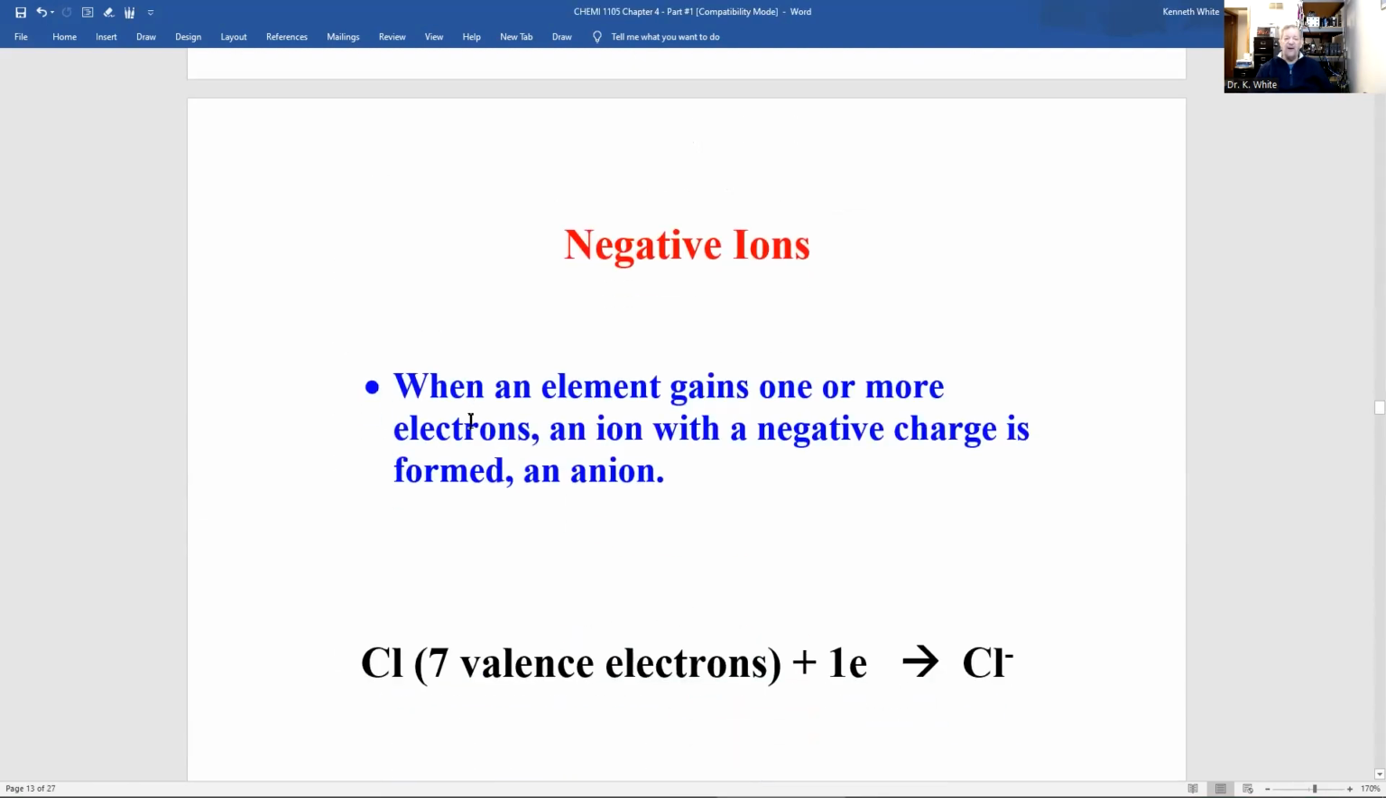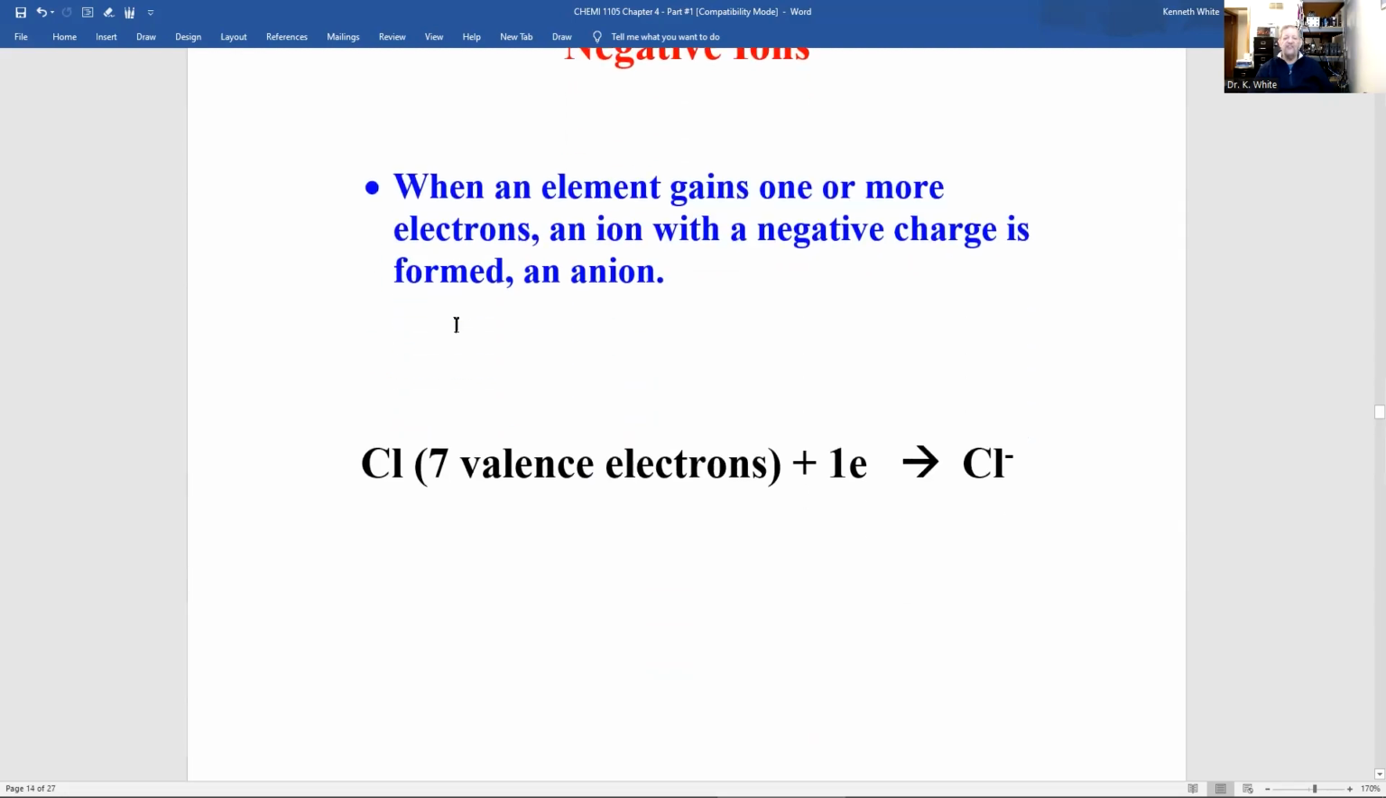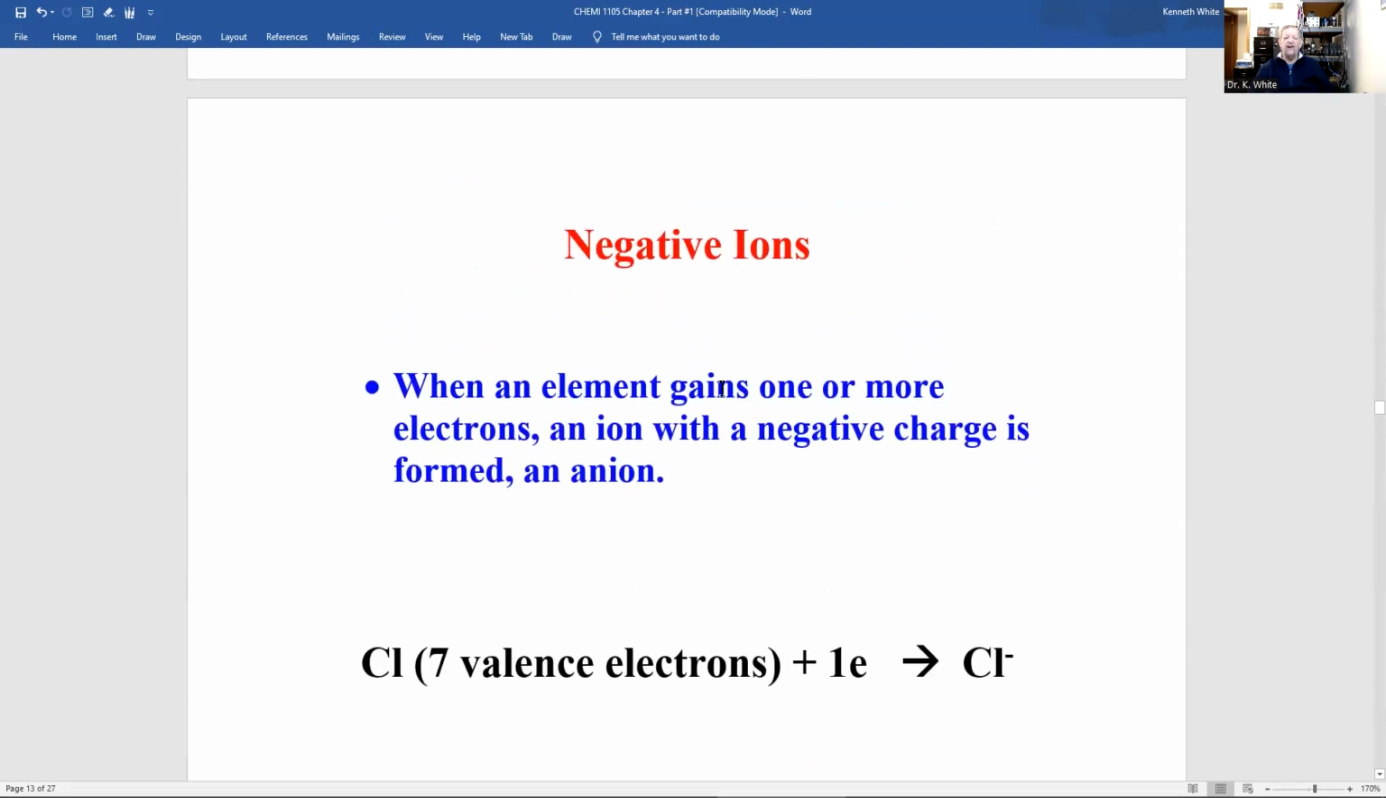Now, we've been talking about cations, when you get a positive ion. There are also negative ions. And what's a negative ion? It's when an element gains 1 or more electrons, and an ion with a negative charge is formed. This is called an anion. Positive ions are called cations. Negative ions are called anions. I'll never ask you that on a test.